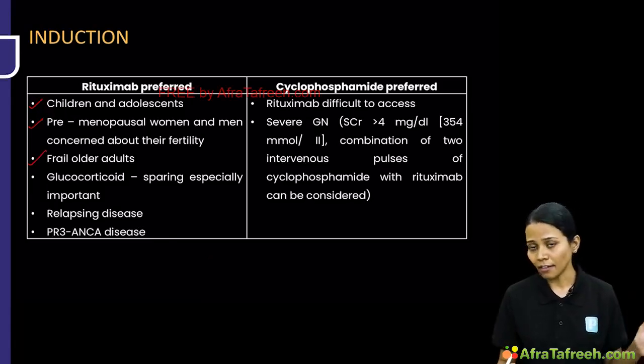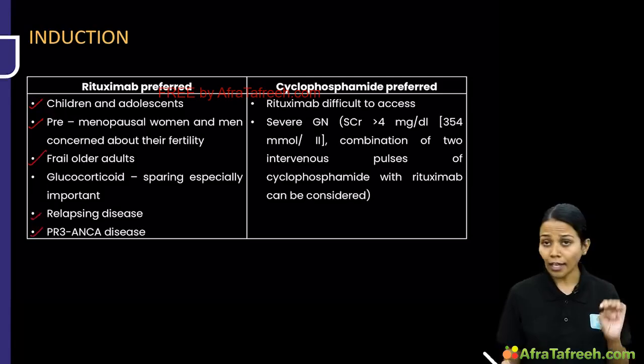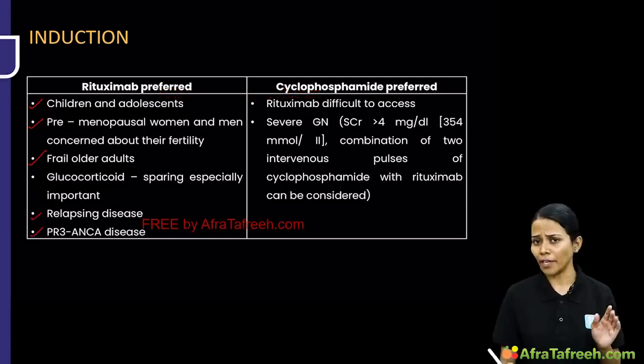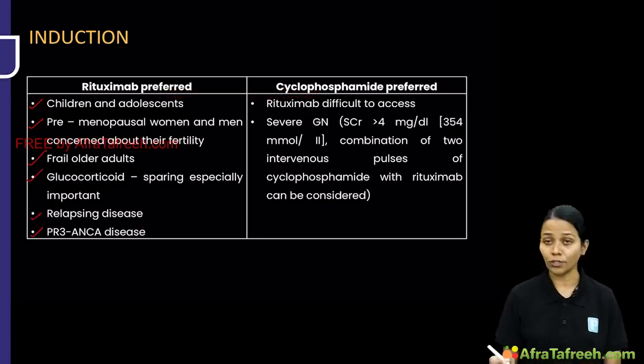Then, as I discussed in the earlier slide, if it is PR3 positive and it's a relapsing disease, then you have to consider rituximab. Another thing is if glucocorticoid sparing is required, that is, the patient has severe glucocorticoid toxicity features, then you have to consider rituximab, okay?